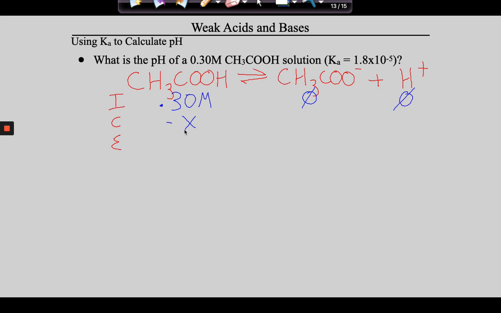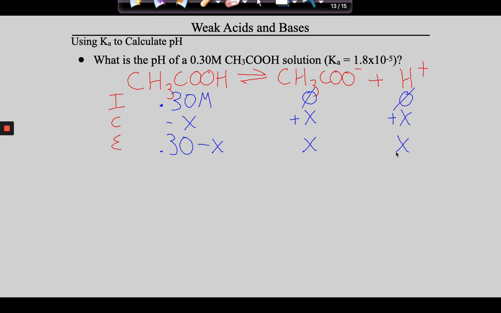Guys, what about the acetate ion and the hydrogen? Up by X. Now, guys, here's the beauty of this. These will always just be X's. In these problems, you won't see 2X or 3X. These equations will always balance with 1s. Why? Because they're all monoprotic acids. All right. So here we get 0.3 minus X, and here we get X, and here we get X.